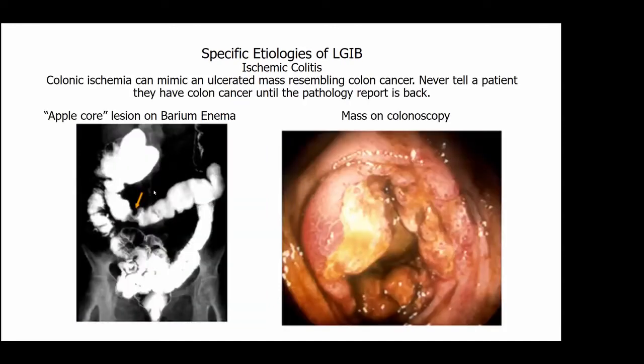It's very important to realize that colonic ischemia can mimic an ulcerated mass resembling colon cancer. And this is a barium enema, and you can see this is a typical appearing apple core lesion, which you would see with colon cancer. And here is what was seen colonoscopically. You see an ulcerated mass, but this was not cancer. This was in fact colonic ischemia. So it's very important that you never tell a patient that they have colon cancer until the pathology report is back. And this has happened in my practice 2 to 3 times.